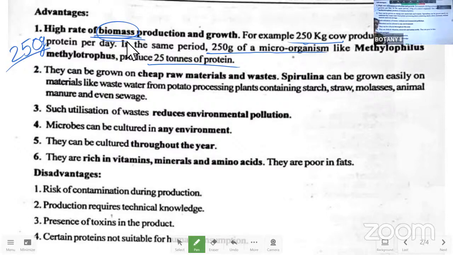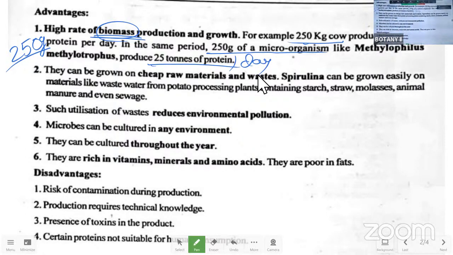You can write it like this, a common sentence, a very easy sentence which we use in regular life. If you don't remember the weight of a cow and the proteins per day, leave it, not at all important. What we have to write is, from microorganisms, we can get more proteins than from the natural sources. Example, 250 grams of microorganisms can produce 25 tons of proteins per day. If you have done that, that is sufficient. Only this much you have to write for the first advantage.